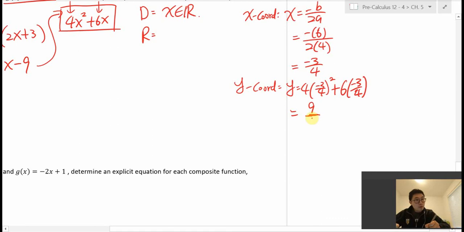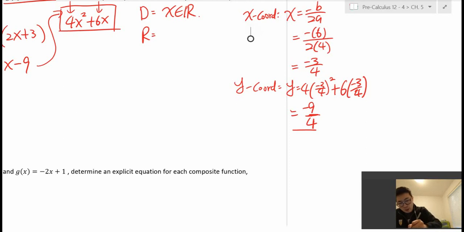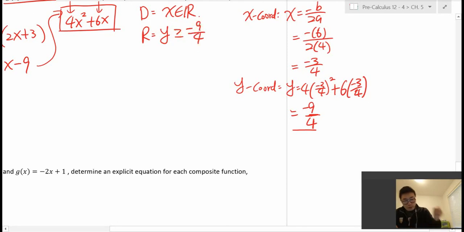Okay, you actually get negative 9 over 4. That would be your final answer for your y-coordinate. So for your range, because the leading coefficient is positive, this parabola opens up, and therefore our y-coordinate will be the minimum value. So your range is going to be y is greater than or equal to negative 9 over 4, because that's the minimum. Okay, so there's your domain and range.